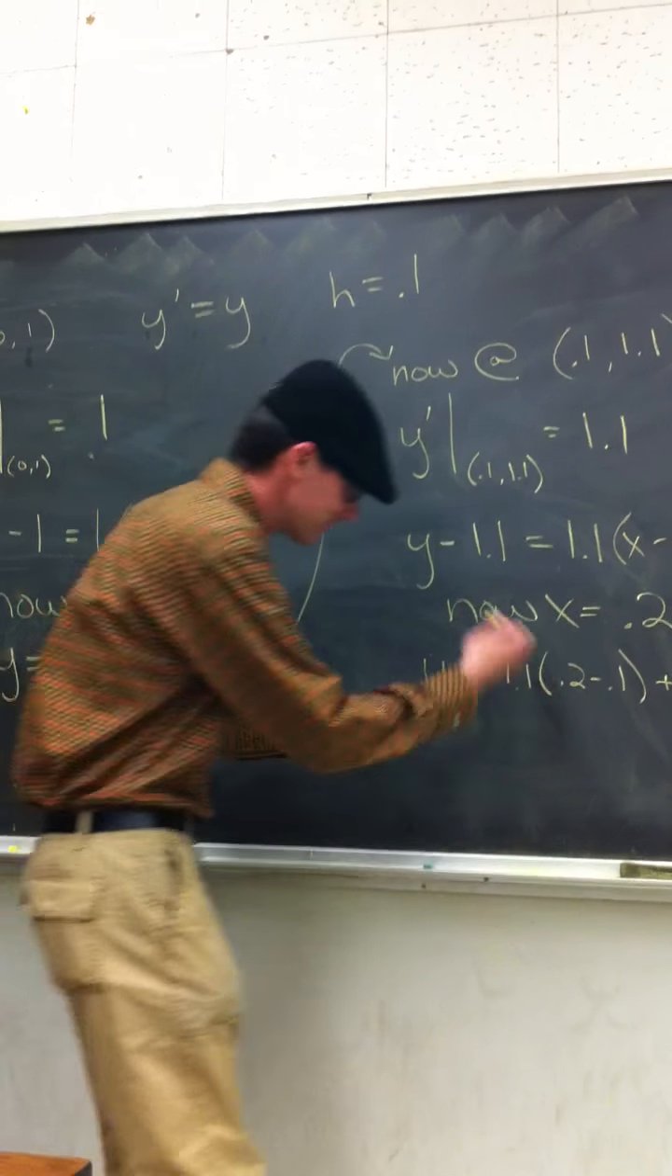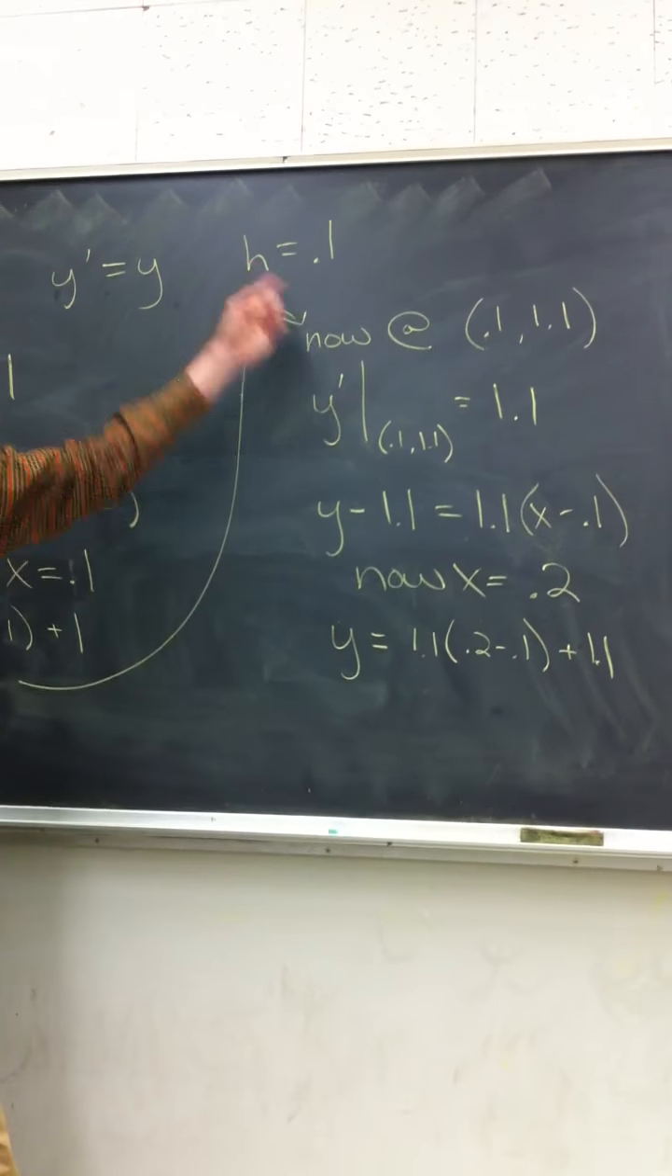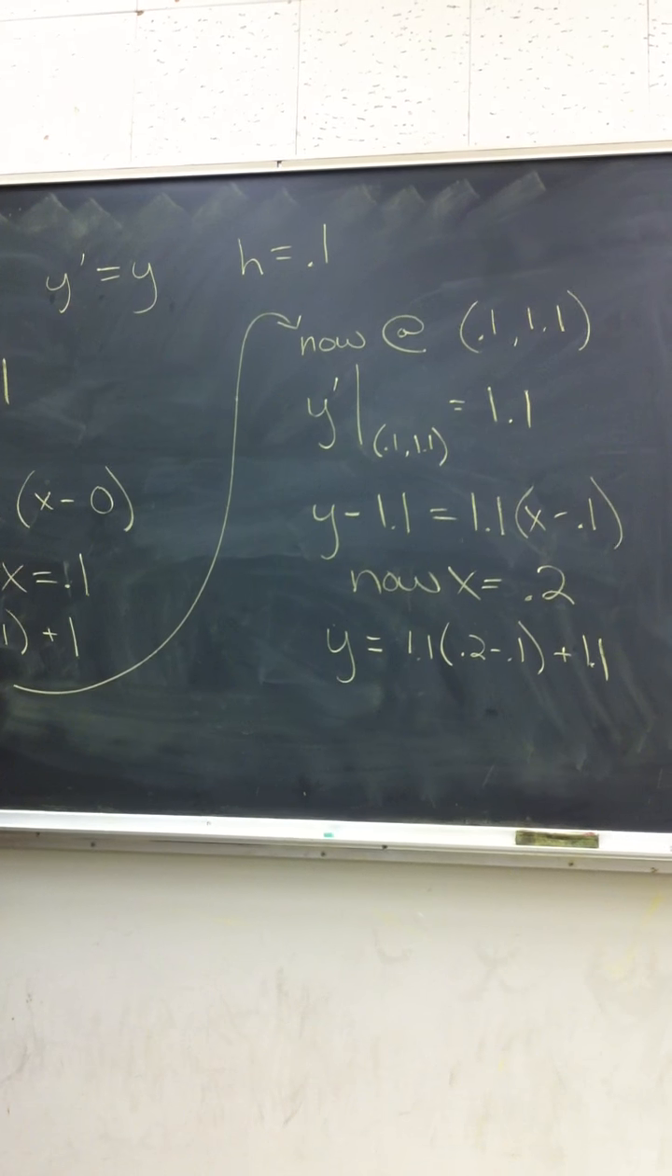Okay, so there you go. This is going to be your point 1. It's your h. It's always your h. There it is. 1.1 times 0.1.